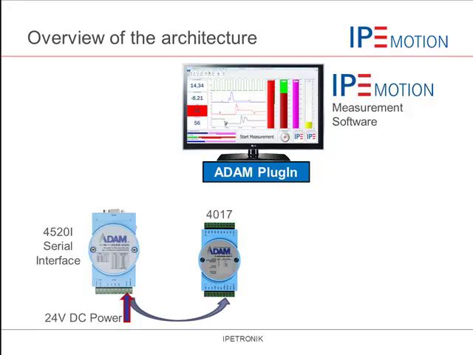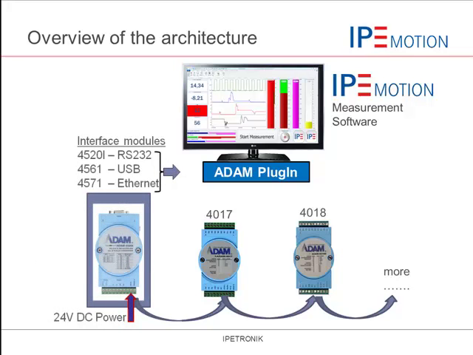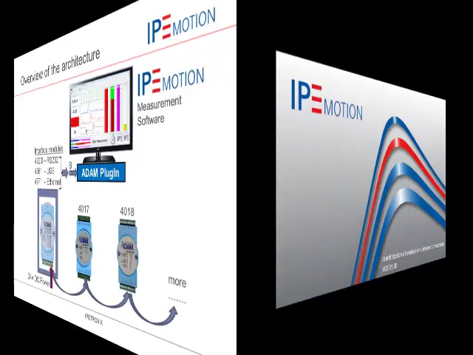The I/O modules are connected in parallel to the interface module. To establish a connection to the PC, a serial to USB converter can be used. On the PC side, the ADAM plugin needs to be installed together with the IPEmotion data acquisition software package.